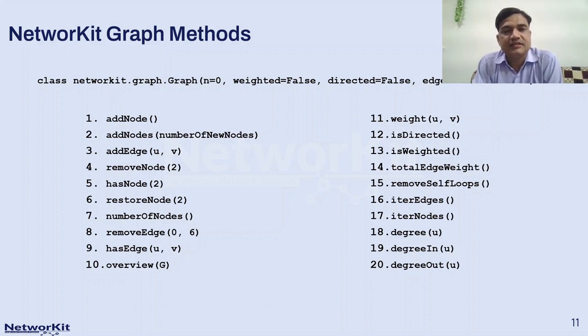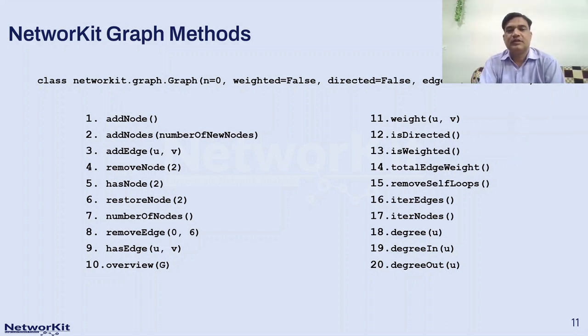There are too many methods for creating the graph and analyzing the different properties. I am taking them one by one. One is add node. By calling add node, it will add a node in the network in sequence after the previous one. By calling the add nodes method, it will add multiple nodes in the network. The add edge method will add an edge between the two vertices that we pass in the arguments u and v.